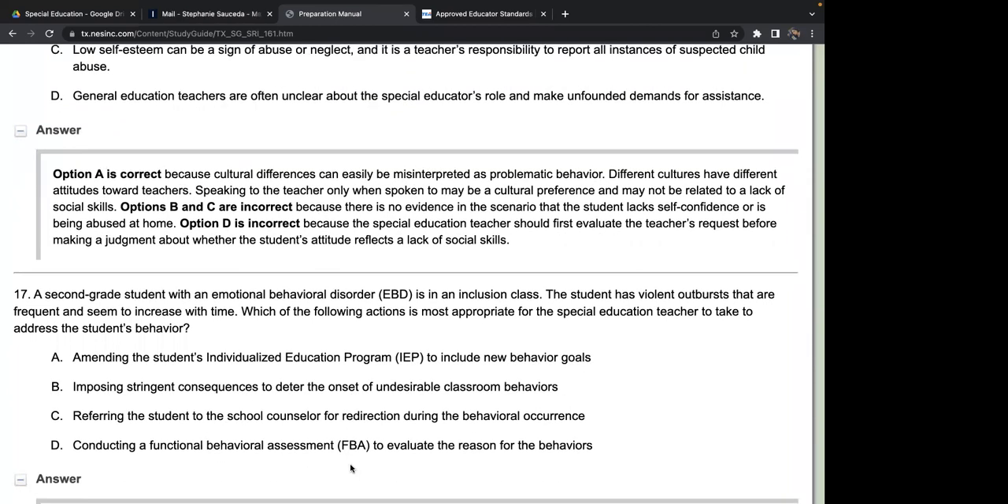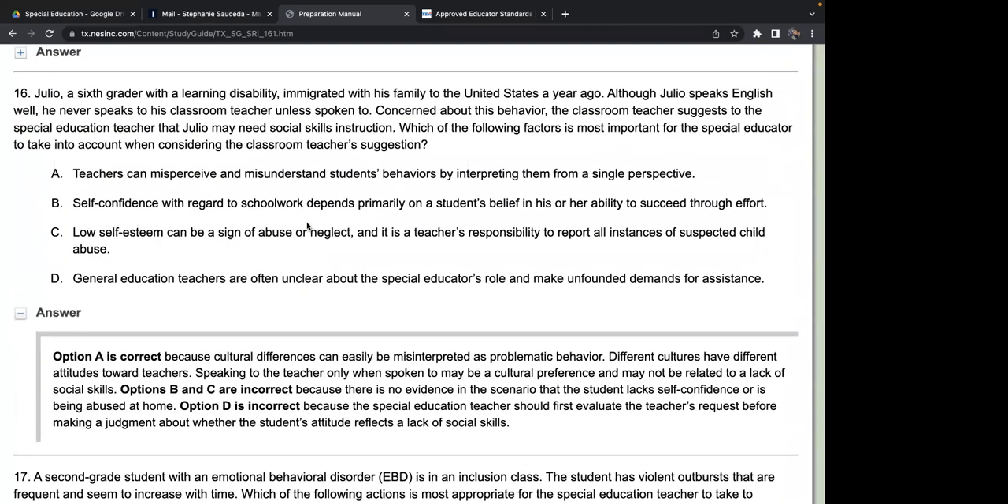So reading these carefully, and they use sort of fancy language, imposing stringent consequences to deter the onset of undesirable classroom behaviors. Fancy language for punishing them before they start acting up. Make sure that you're reading them closely, and that the keywords and phrases you identified in the scenario or in the question are addressed in your answer, that your answer drives with it. Like this one here, B, they didn't talk about schoolwork. It didn't drive at all. It had nothing to do with it.